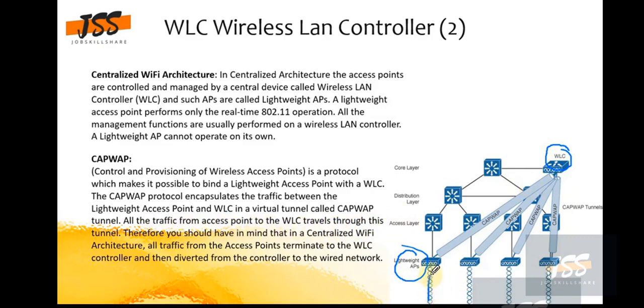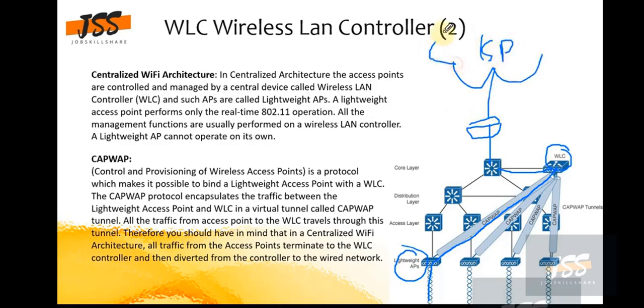So whatever information is coming, it will travel through this CAPWAP tunnel all the way to the WLC. Okay? So all traffic from the access points terminates at the WLC controller and is then diverted from the controller to the wired network. Then we have another wired network, like this is wired. It will go here, and then we have the internet or some router here, which is connected with our ISP, which is nothing but the cloud. So whatever information comes from here will go to the WLC, and then we will use these CAPWAPs to send this information to the requester.